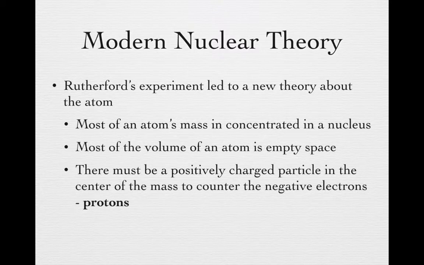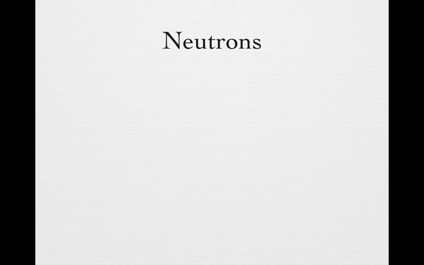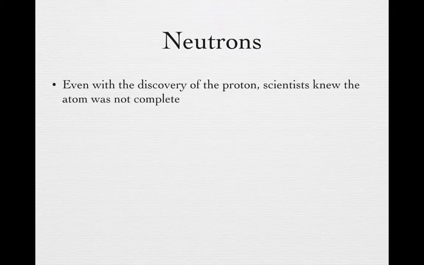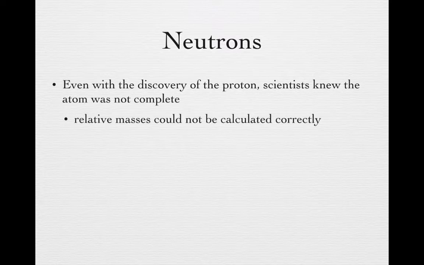However, if we think about it, atoms themselves are not charged, they have no charge. They found that electrons were negatively charged, and so there must be another particle somewhere in the atom that is positively charged. And so we called those protons. Now, even at that point, with the discovery of the proton, scientists knew that the atom was not complete. The protons could not account for the masses that they should have been seeing.